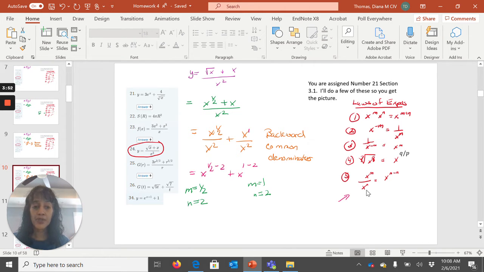Next, I'm going to use this rule over here. x to the m divided by x to the n is x to the m minus n. So I have an m here, in this case it's 1/2. An m down here, it's 2. An m up here, it's 1, and an n down here, it's 2. And then you just plug it into this formula, number 5 in the laws of exponents.